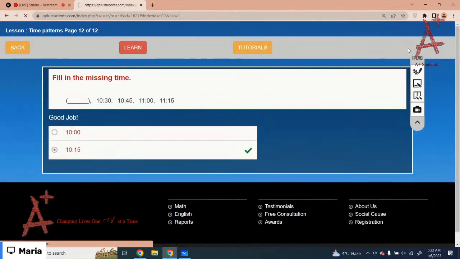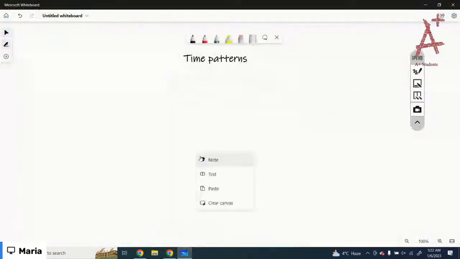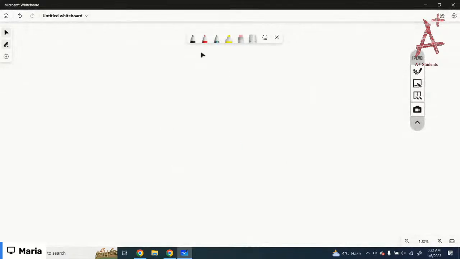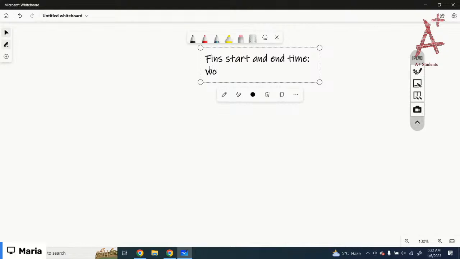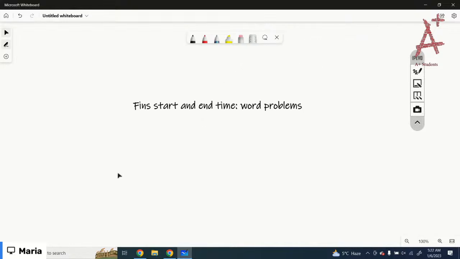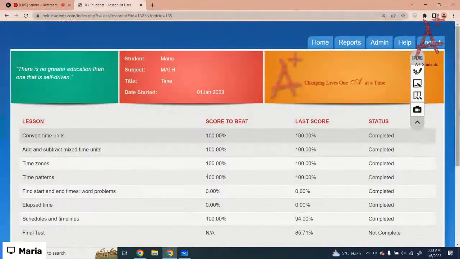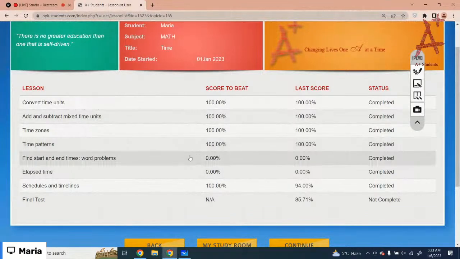And the next lesson is find start and end time word problems. Okay, here is the next lesson. Find start and end time word problems.